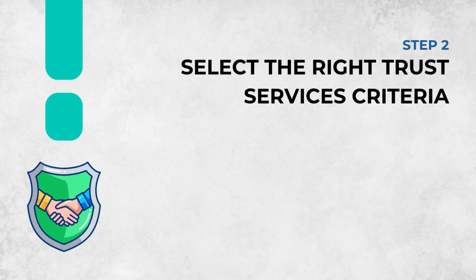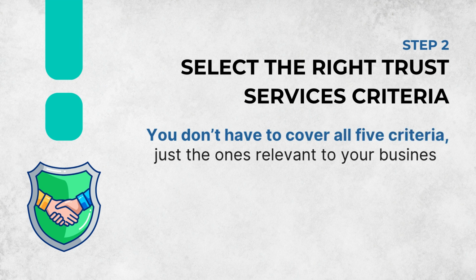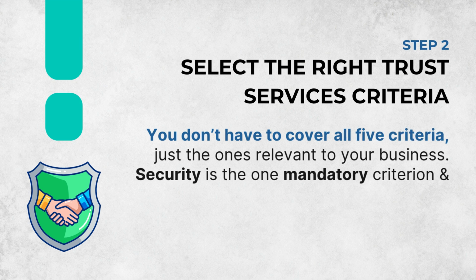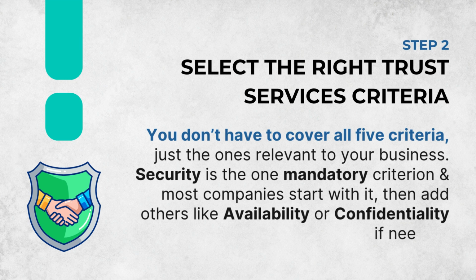Step 2. Select the right trust services criteria. You don't have to cover all 5 criteria, just the ones relevant to your business. Security is the one mandatory criterion, and most companies start with it, then add others like availability or confidentiality if needed.